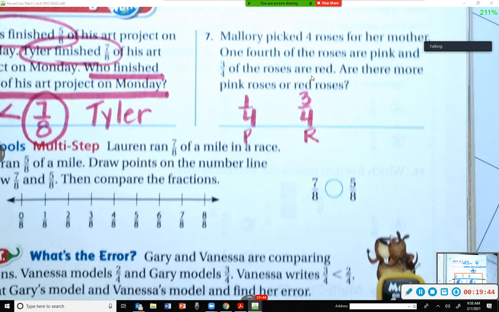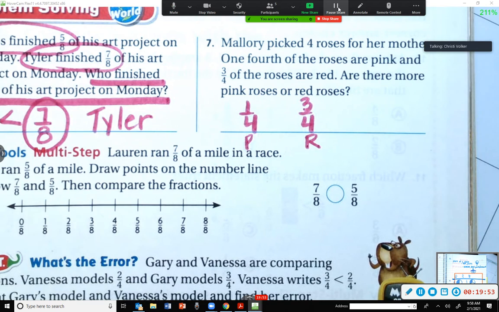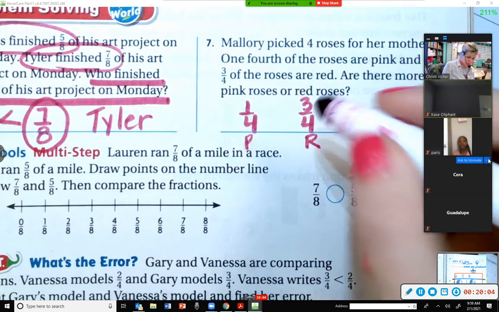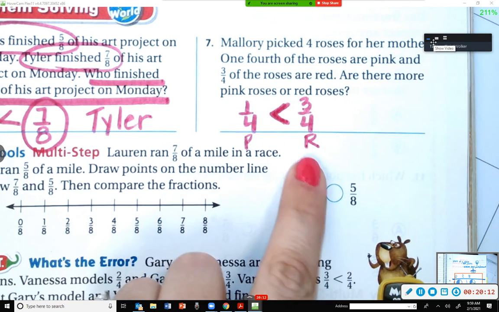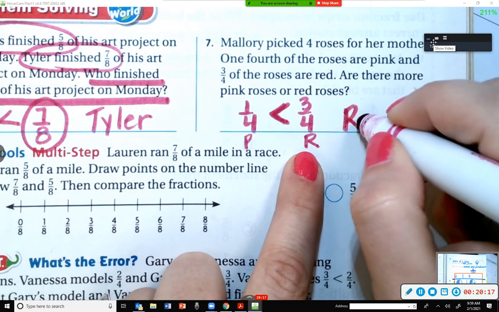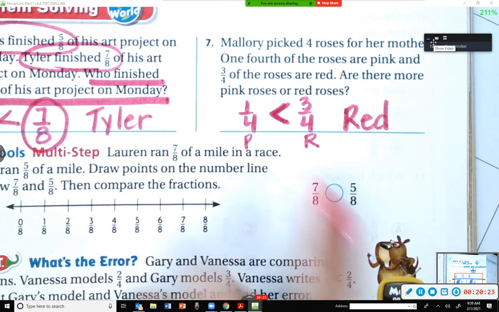So which way would my symbol go? Hold your hands up to show me. Should it go like this or like this? Good. The mouth wants to be open towards 3/4. So are there more pink or red? Red. Good, because 3/4 is greater. Three-fourths is greater than 1/4, so there's more red.